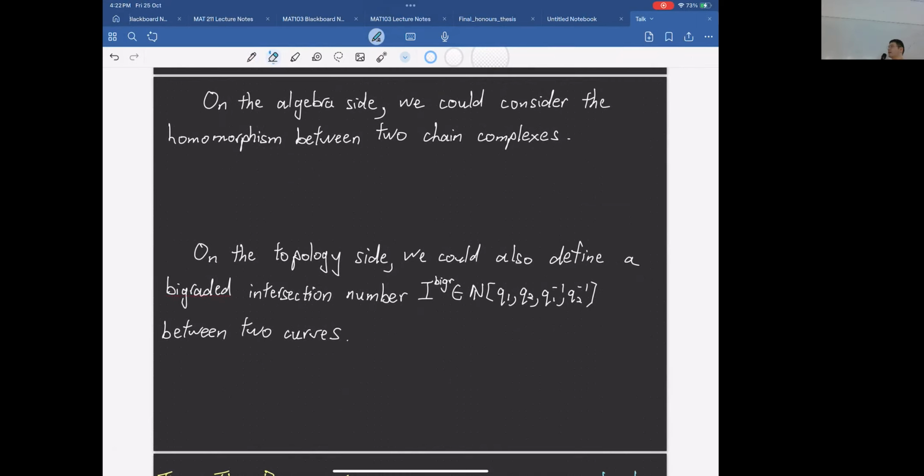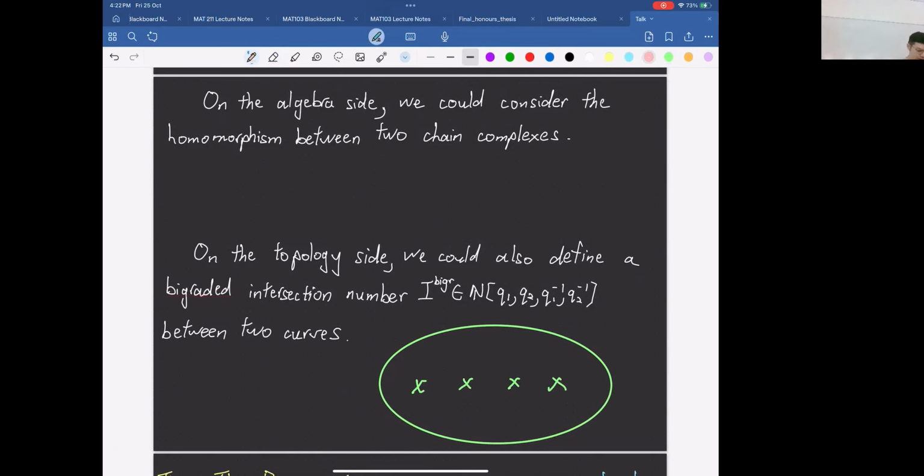So on the other hand, we can consider homomorphisms between 2 chain complexes, or we can consider an intersection between 2 curves. Maybe talk about the intersection between 2 curves first. So let's start with this. If you look at 2 different curves, you can look at the intersection number here. In this case, it's easy. These 2 curves intersect at 1 point.